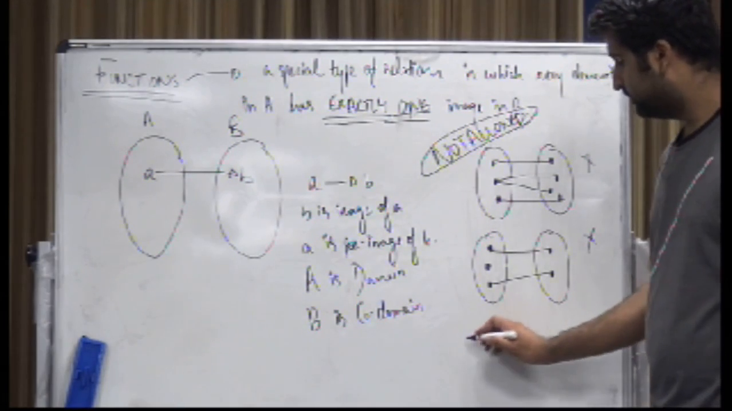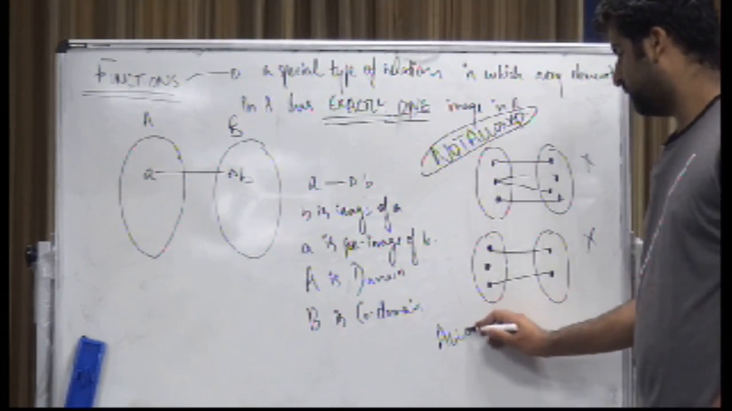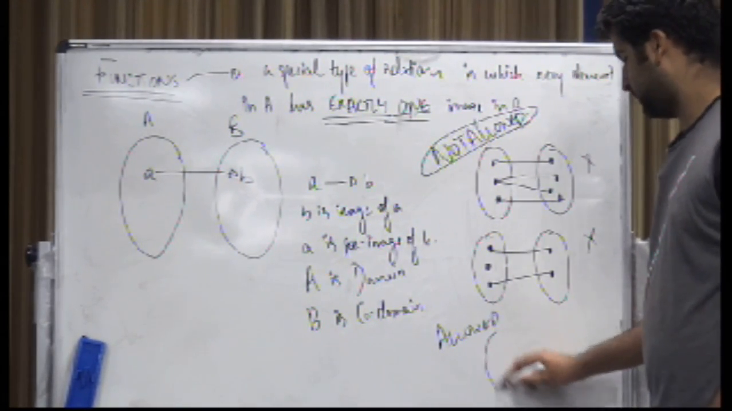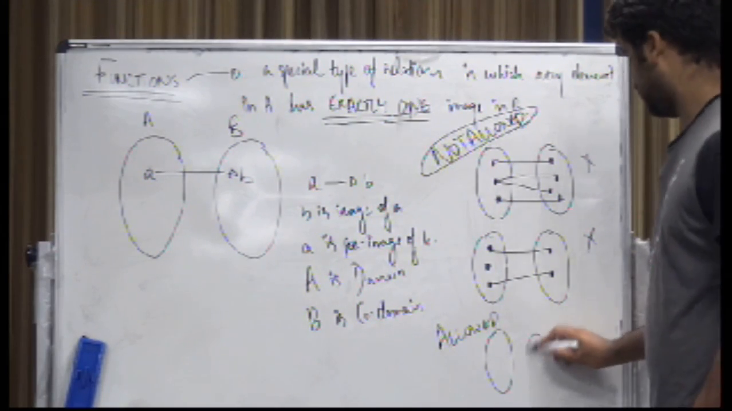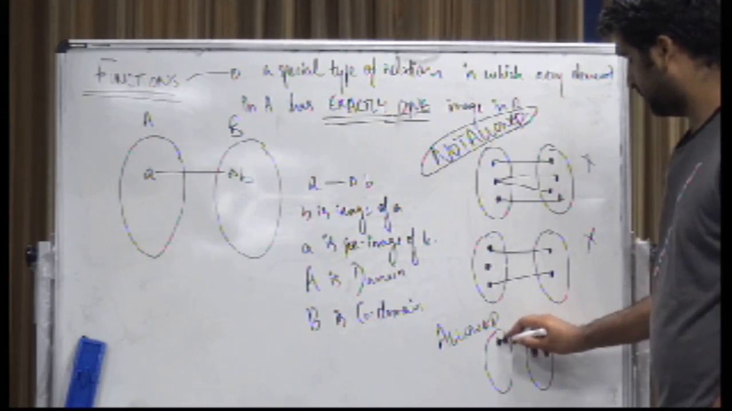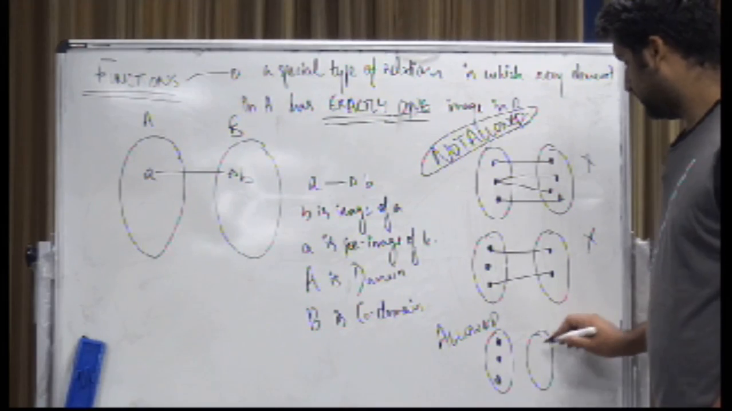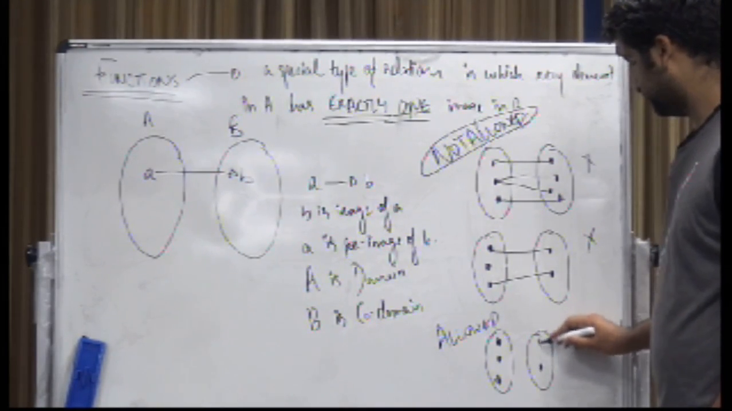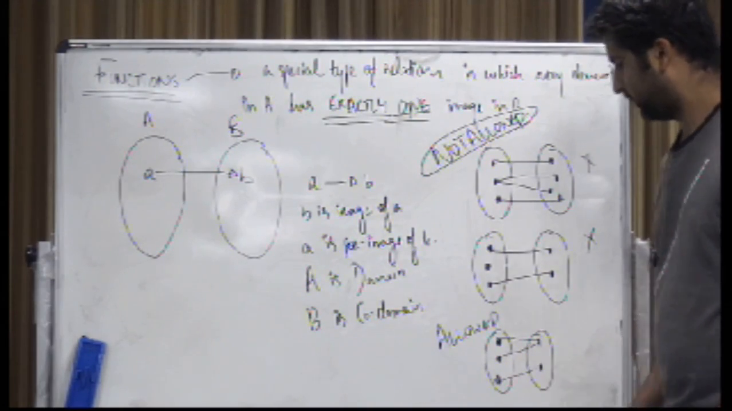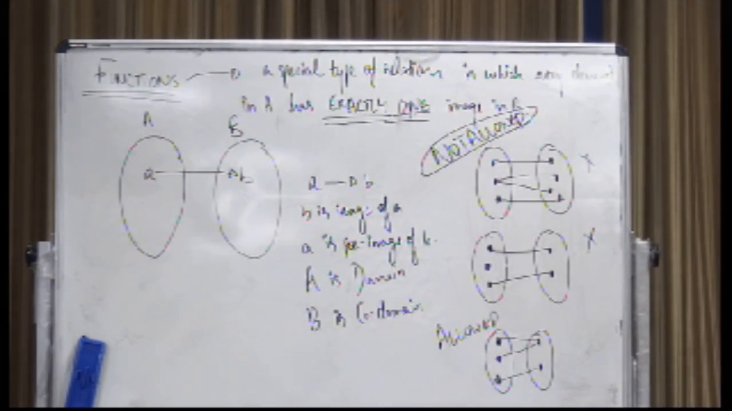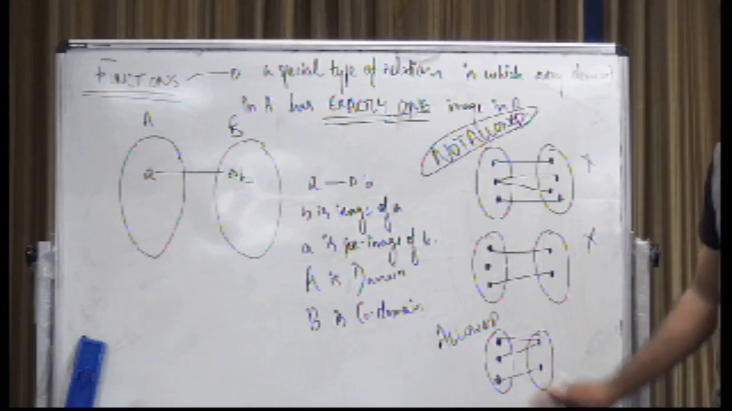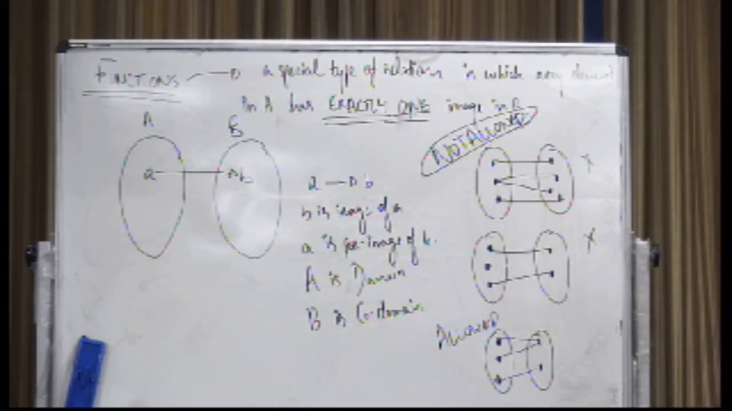And what is allowed? बी में कोई छूट जाए, और बी का कोई एलिमेंट दो से ले लो. So this thing is allowed. बी का एक एलिमेंट टू से ले लो. This is allowed. Okay. Yes or no? यस सर. Yes. So I'll give you examples. Don't worry.